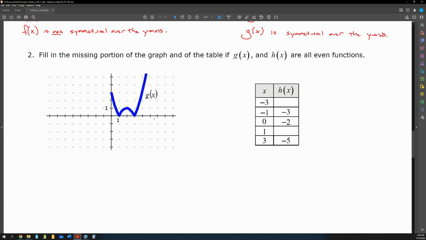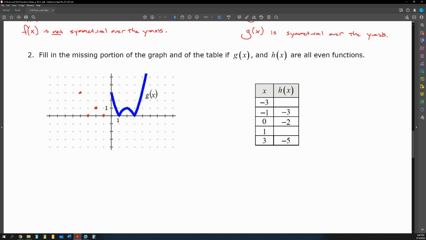So I'm going to take the same points, the positive x values, and then make them negative. Instead of the point positive 1, 0, I have negative 1, 0. Instead of the point 2, 1, I have negative 2, 1. Instead of 3, 0, I have negative 3, 0. And then it looks like we also have 4, 3, so I'm going to do negative 4, 3.